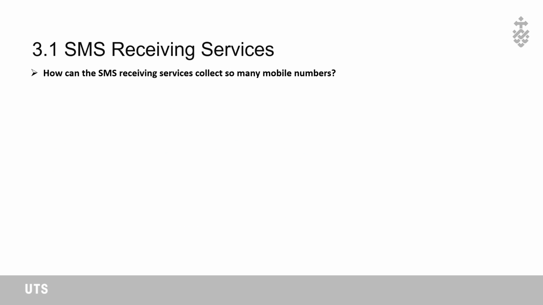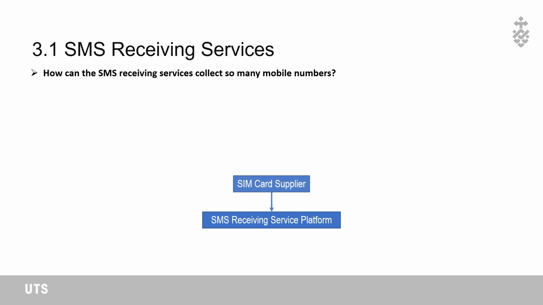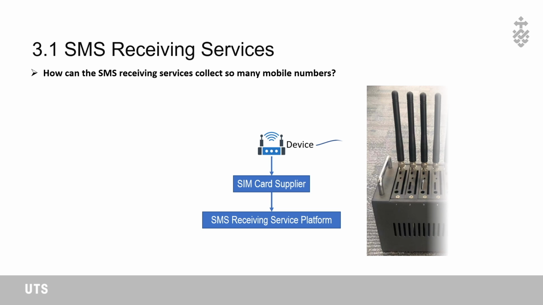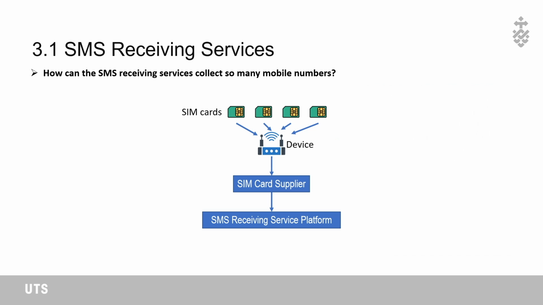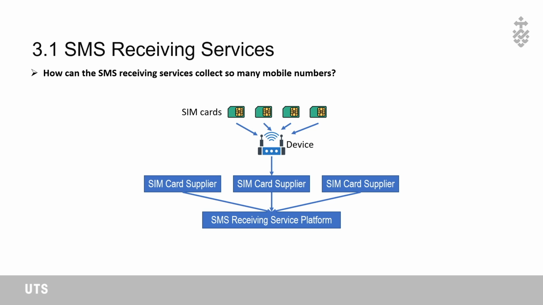How can the SMS receiving services collect so many mobile numbers? Generally, SMS receiving services don't own any SIM cards. Instead, the SIM card supplier is actually the owner of the phone numbers. They use special devices like this, which has dozens of slots for SIM cards to operate them at the same time. And there are many card suppliers for one receiving service, so they can provide a lot of mobile numbers.